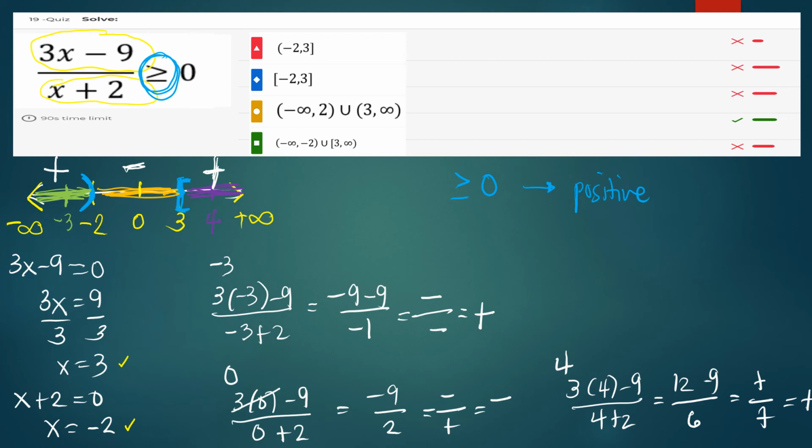Okay? So, if we're going to look here, tingnan natin yung ating number line, makikita natin na ang mga areas natin na positive is ito, yung green one, going to positive infinity.